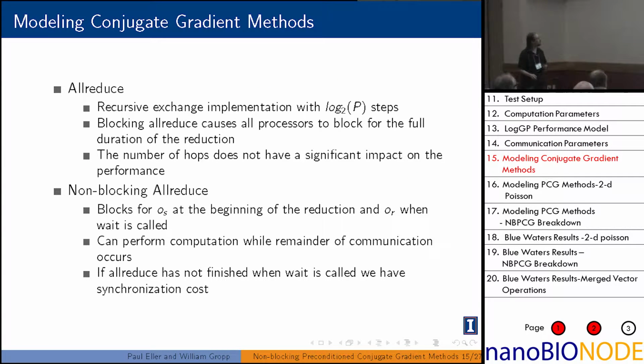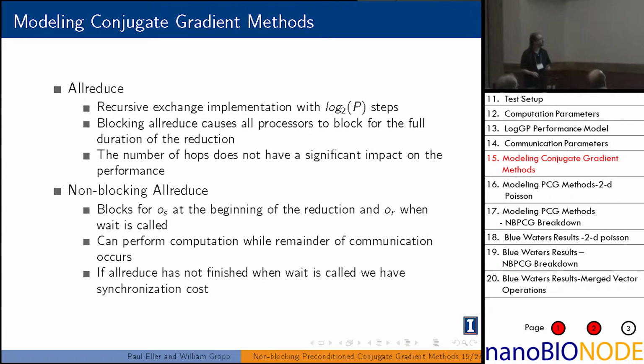So next, I want to talk about how we model PCG, and basically the assumptions that we made. For the Allreduce, we use a recursive exchange implementation with log base 2 of p steps. We assume that the blocking Allreduce causes all processes to block for the full duration of the reduction. And at least for the time being, we ignore the impact of the number of hops. Eventually, we need to probably look into this a bit more as far as modeling contention, for example. But for now, we ignore it.